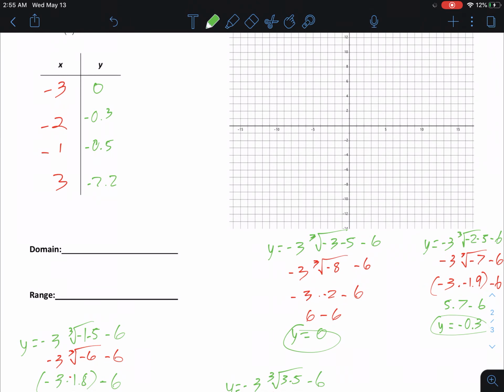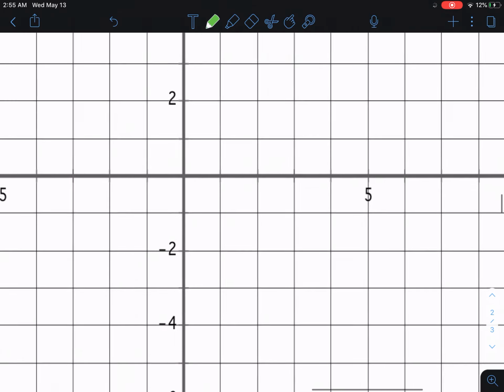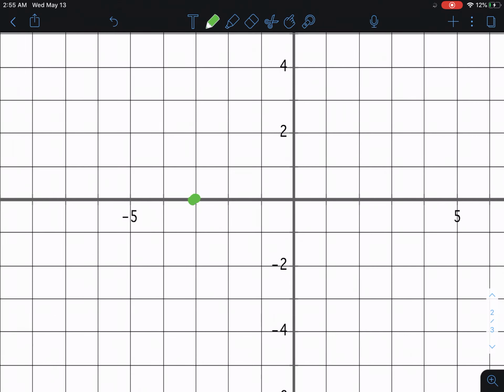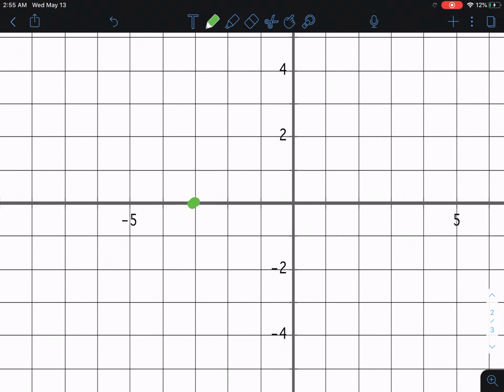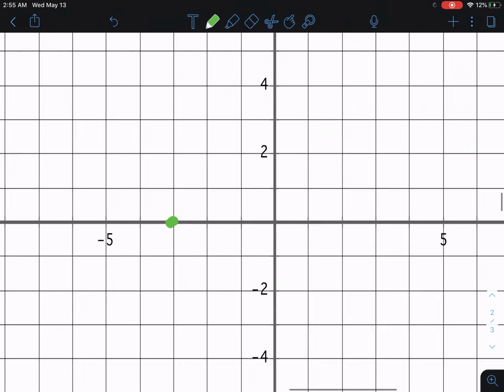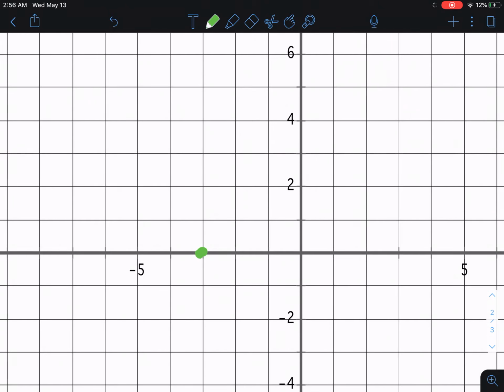So now we would plot these points down. So our first point would be negative 3, 0. So we go to negative 3, 0, plot that down. And then our next point is negative 2, negative 0.3. So we would plot that down to negative 2, then go down negative 0.3. Let me redo that, negative 0.3, just like that.